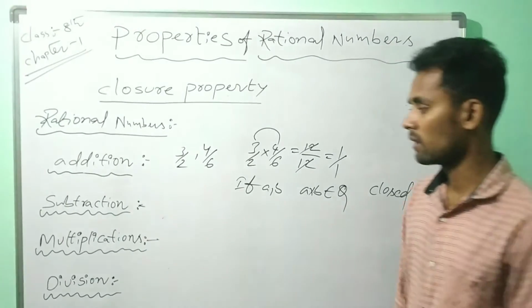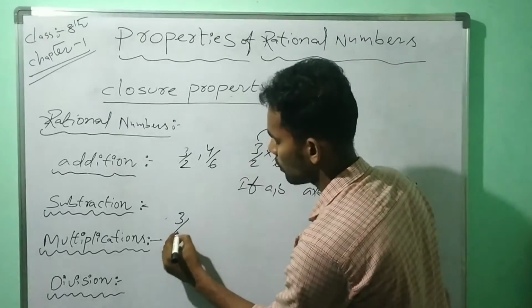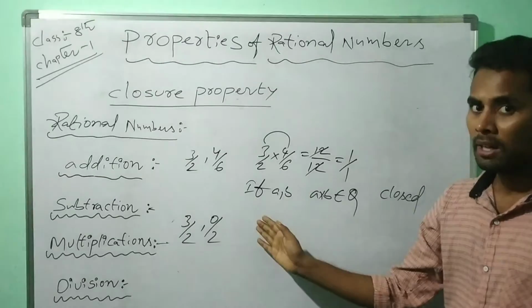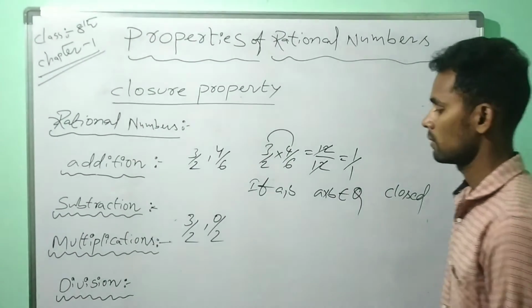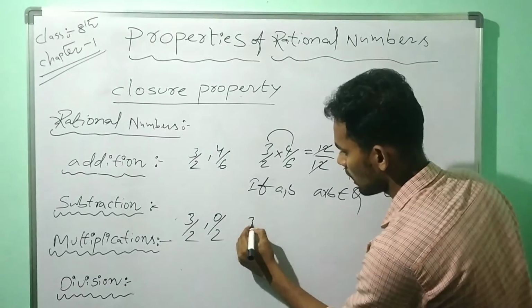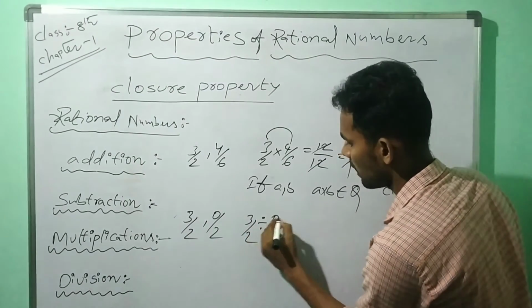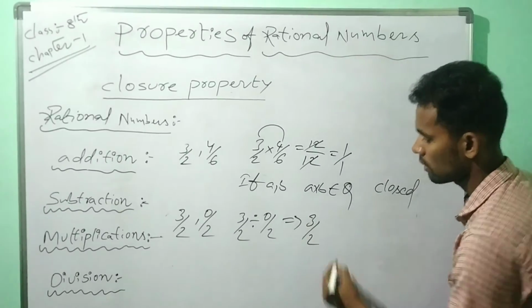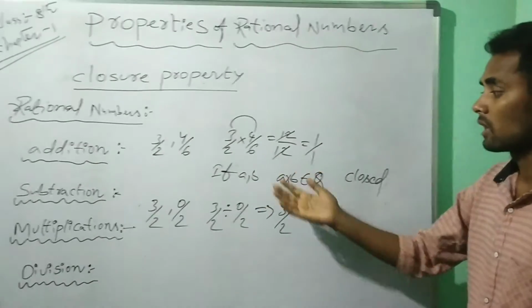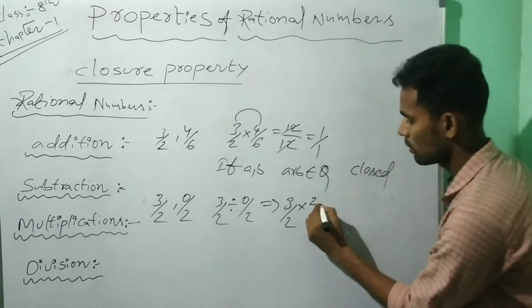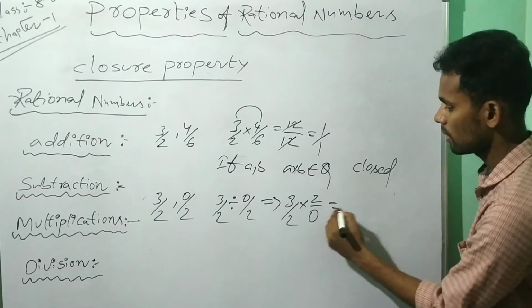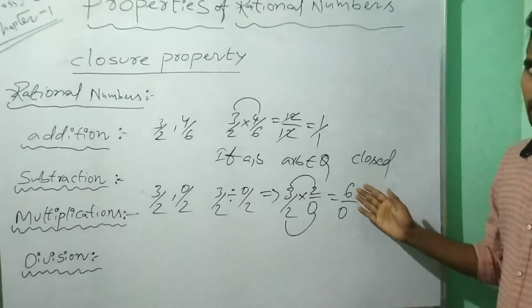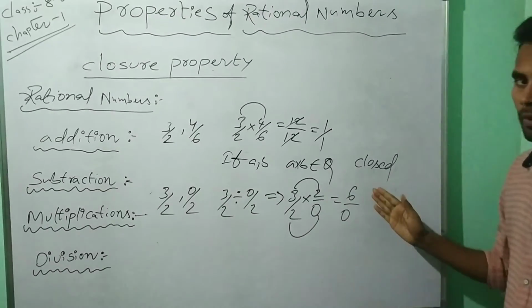Next we discuss division. For example, 3 by 2 and 0 by 2. These numbers are also rational numbers. What is the quotient? 3 by 2 divided by 0 by 2 equals 3 by 2 times the multiplicative reciprocal of 0 by 2. 3 twos are 6, 2 zeros are 0. This is not a rational number.